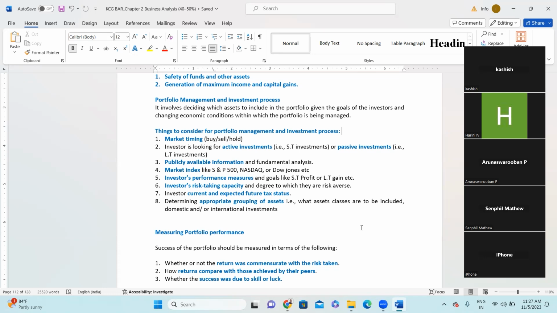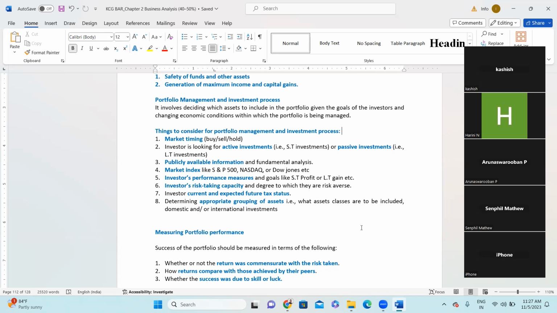So we are an investment advisor, an investment management company, right? What all things should we be considering in mind? The very first thing is timing. Second is active or passive investment. Third is publicly available information. Fourth is market index. Fifth is investor performance measurement. Sixth is investor risk-taking capacity. Seventh is current or expected future tax rate. And the last one is appropriate grouping of assets. Right? Any doubt so far?